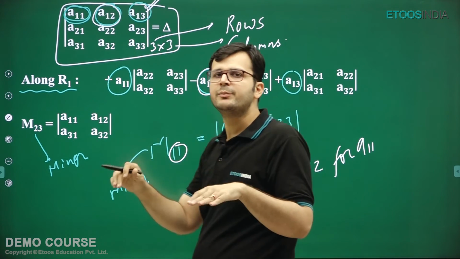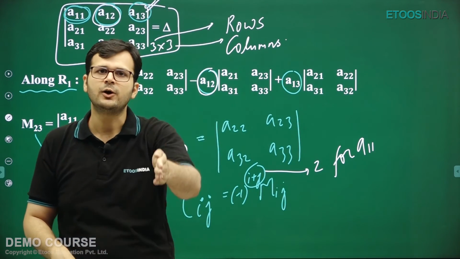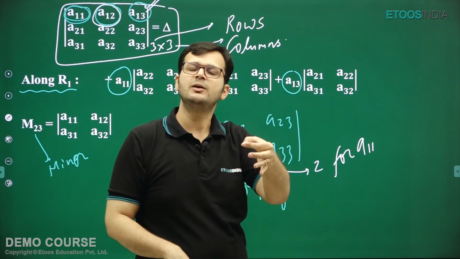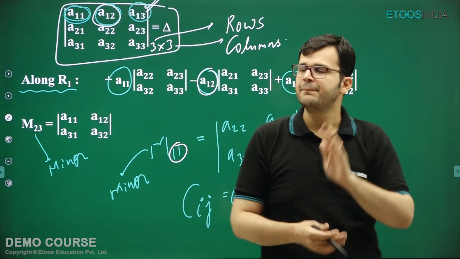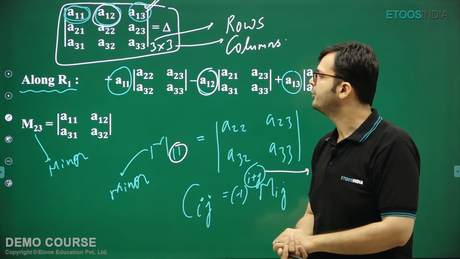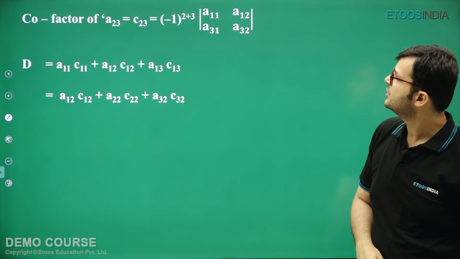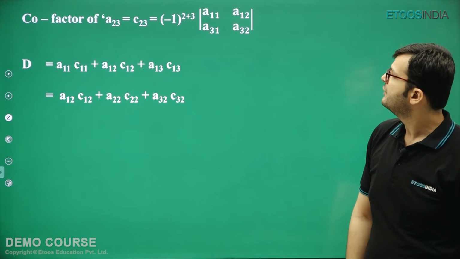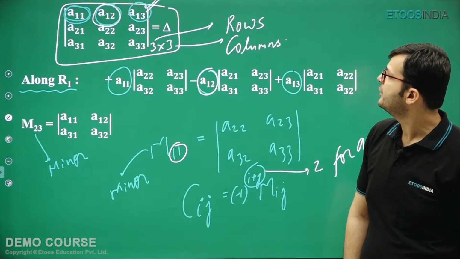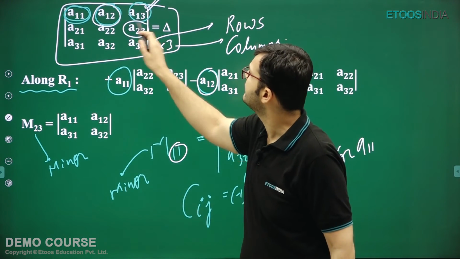Whenever you need to open a determinant, just pick any row or any column, take every element of that column and multiply it by its cofactor. Same thing you can do for a row, same thing for a column. For example, I have just demonstrated some of the cofactors. Like, you can see A23, the cofactor of A23. A23 is basically this element.